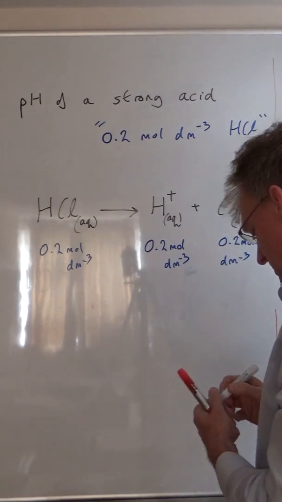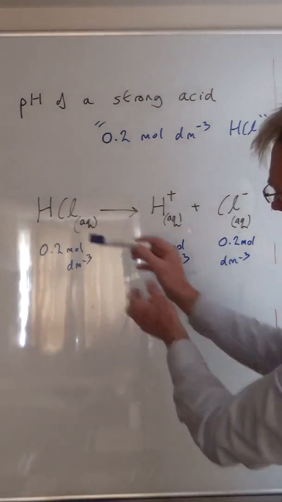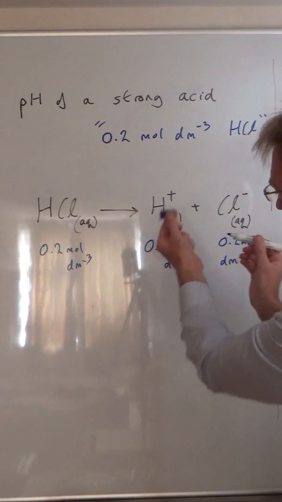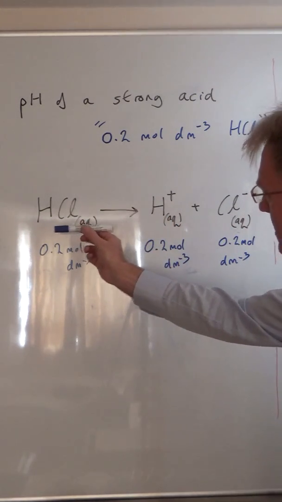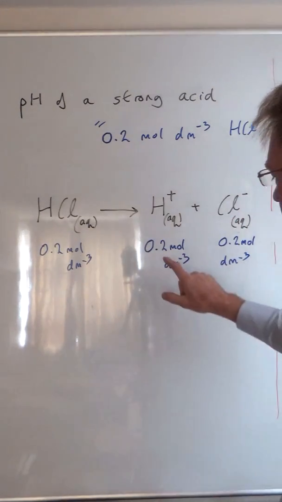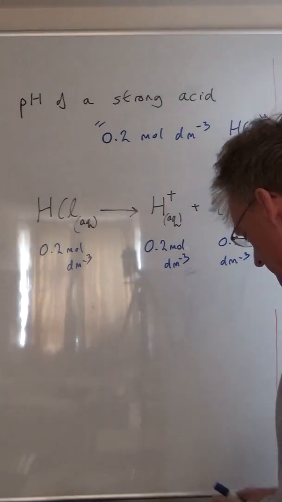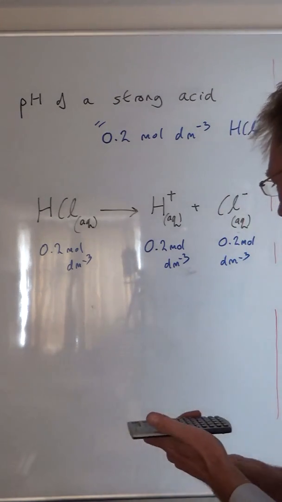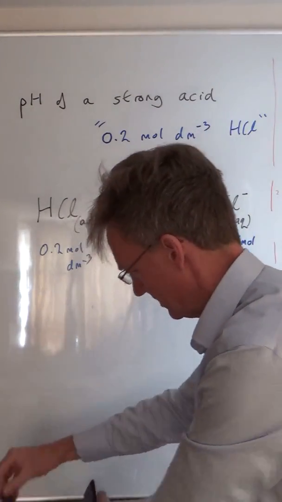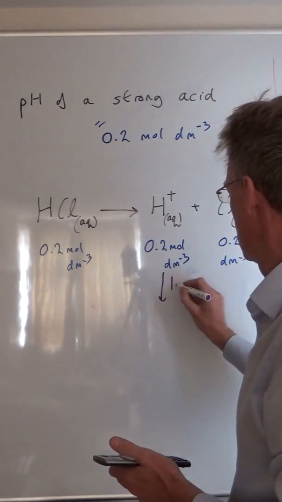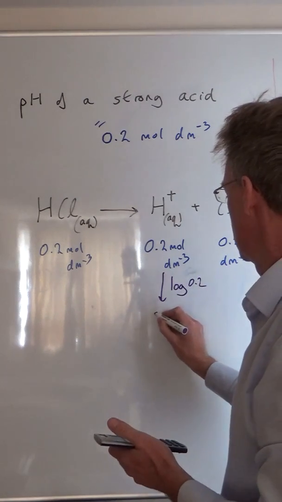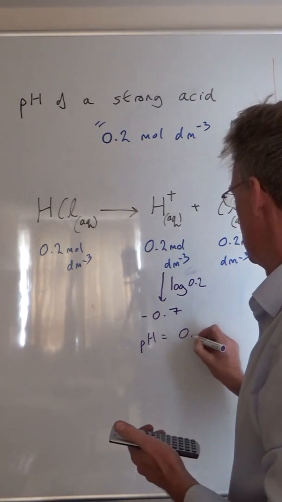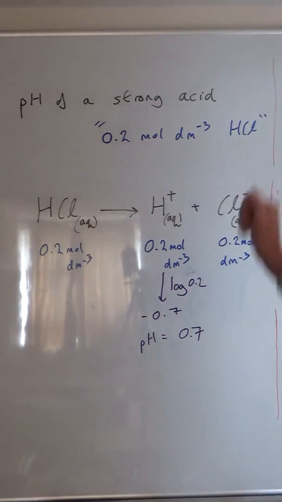dm^-3. So if you imagine this marker pen is the molecule of hydrogen chloride in water, it completely dissociates. So for every one of these, you get one of these and you get one of these. So if that's 0.2 moles in a decimeter cubed, you get 0.2 moles of that and 0.2 moles of that. So we just need to take the log of this. If I take the log of 0.2, on your calculator you get minus 0.7, and you just change the sign. pH equals 0.7. Okay, that's for a strong acid.